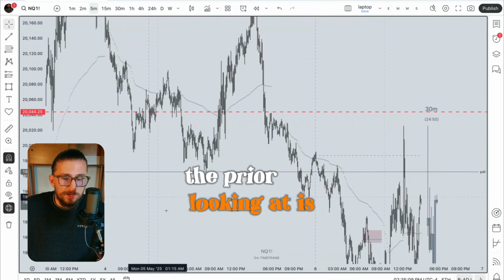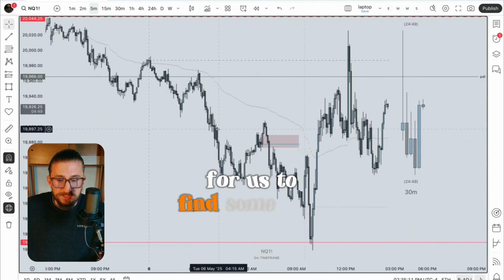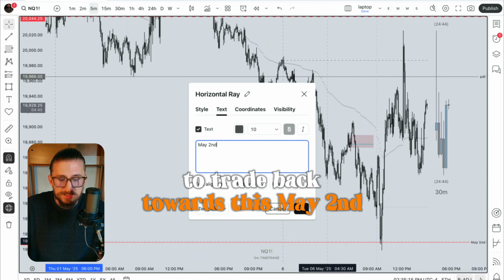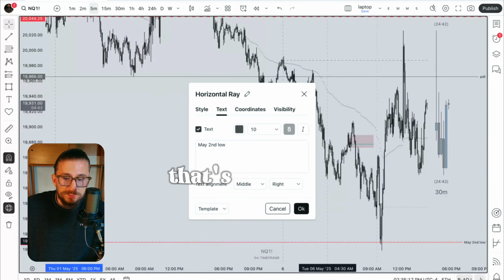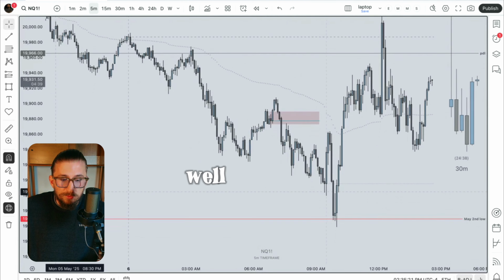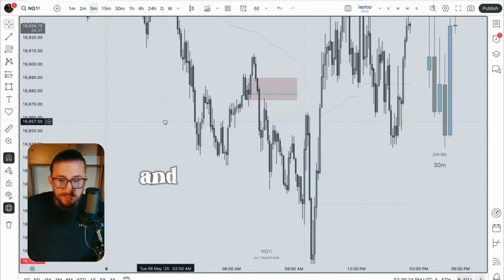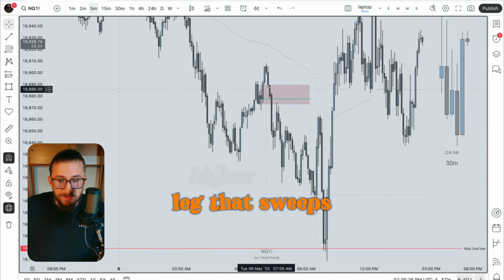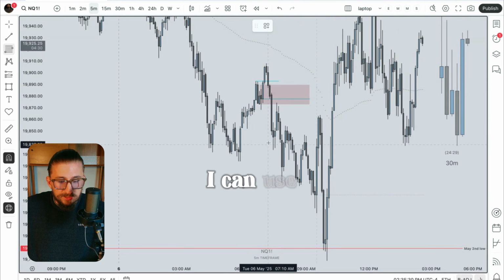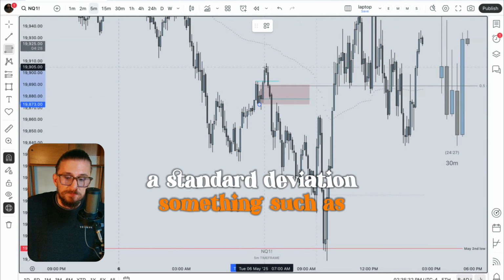So what I'm looking at is the prior day low rejection for us to find some sort of continuation to trade back towards this May 2nd low. That's my thesis. Now, why do I think this is a reasonable target? Well, by using the breaker and that manipulative leg, that sweep higher, right? You see it right here. It sweeps this high. I can use something such as a standard deviation tool.